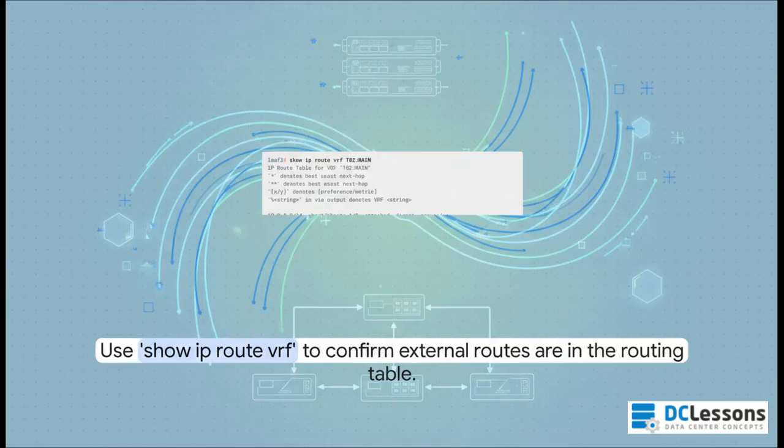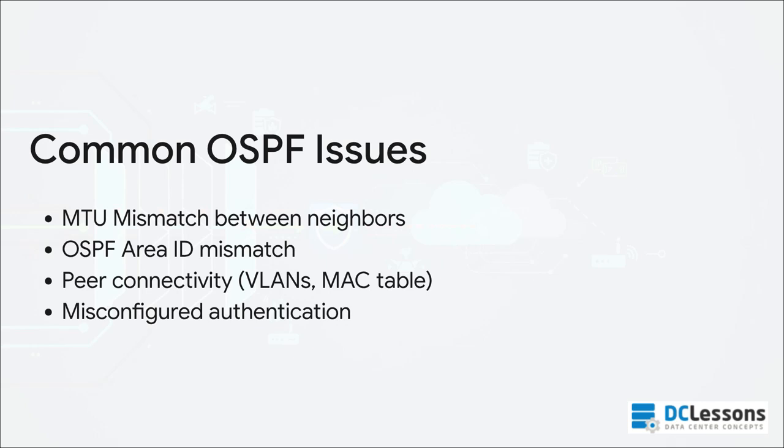Now, even if you see that full neighbor state, you still have to confirm that routes are actually being exchanged. The show ip route vrf command on that border leaf, that's your source of truth. You have to see the external network prefixes in this table. If the routes aren't even getting to the border leaf, there's no way they can get to the rest of the fabric. So if your OSPF state is stuck and it's not full, where do you even start looking?